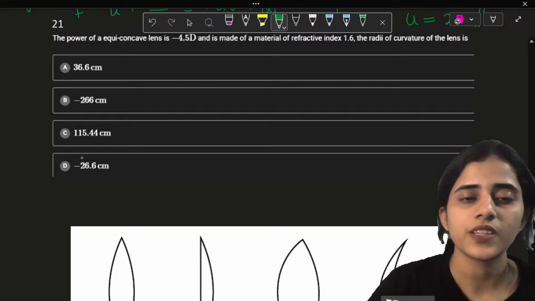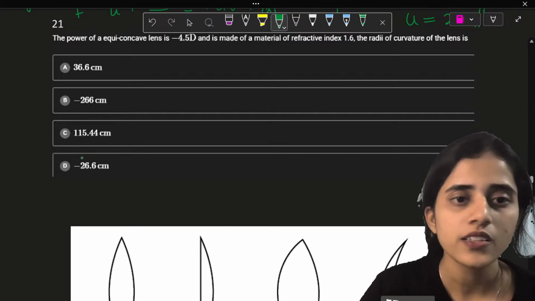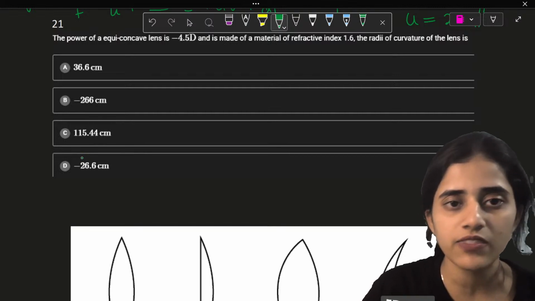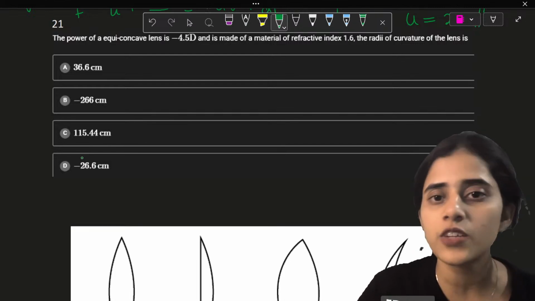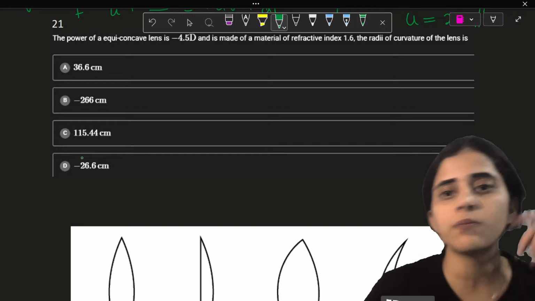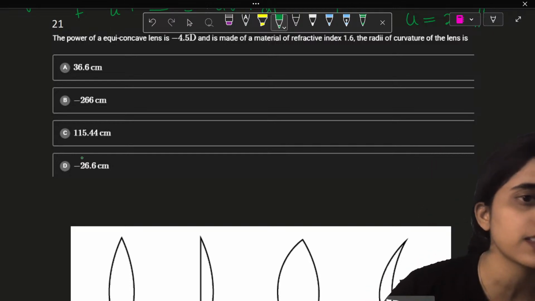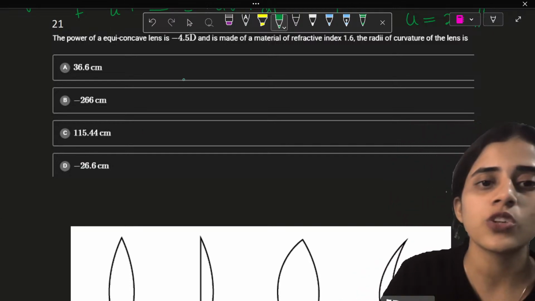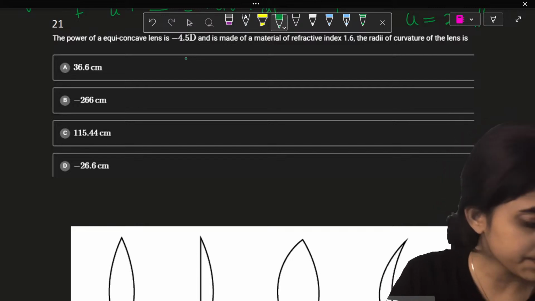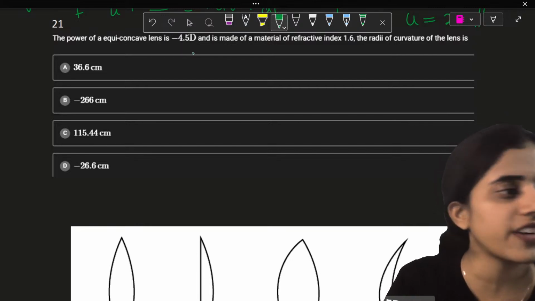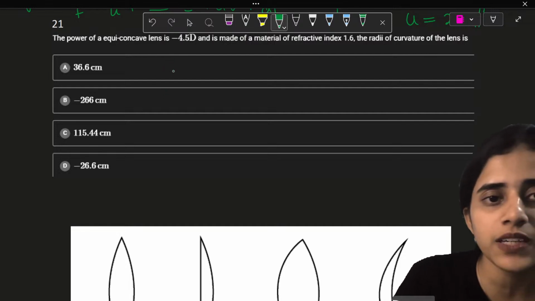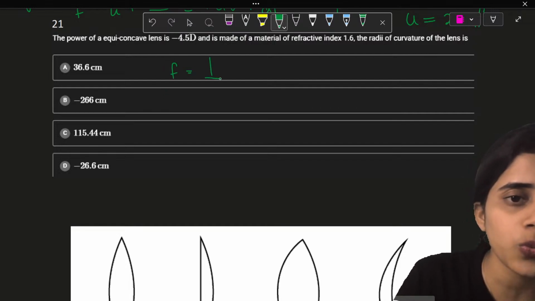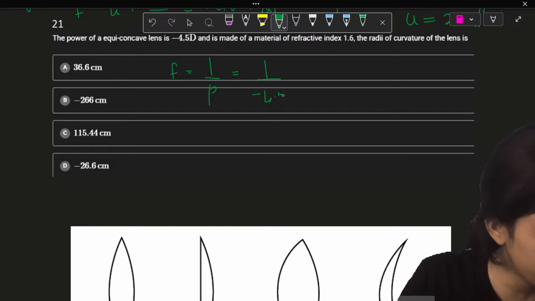All right, students. Next question. The power of an equiconcave lens is minus 4.5 diopter and it is made of a material of refractive index 1.6. Radius of curvature of the lens is... all that is fine. So the power is minus 4.5 D. So obviously what would the focal length be? F is equal to 1 by power, so 1 by minus 4.5.